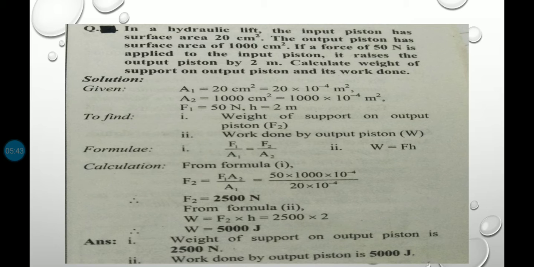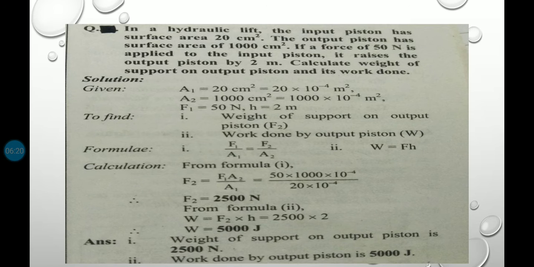At first we find F2 by using the formula F1 by A1 is equal to F2 by A2, that is F2 is equal to F1 A2 upon A1. When we calculate this value, we get F2 is equal to 2500 Newton. And W is equal to force into height, which is 2500 multiplied by 2, that is 5000 joule. These values can be calculated by using the given values.